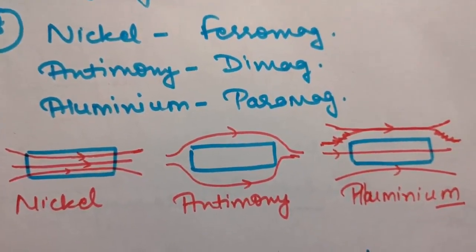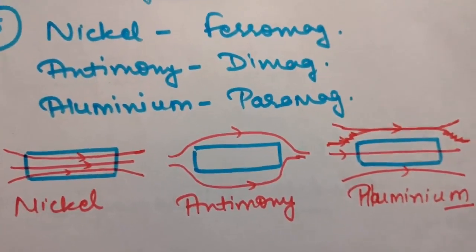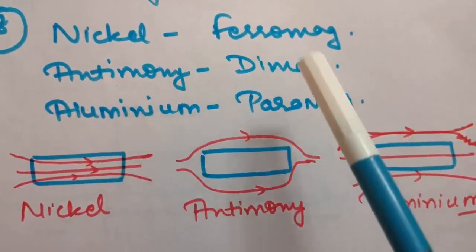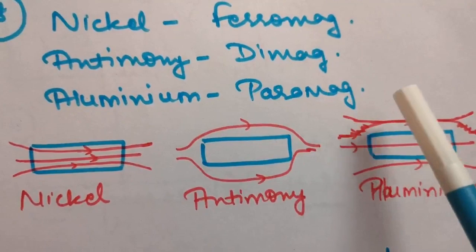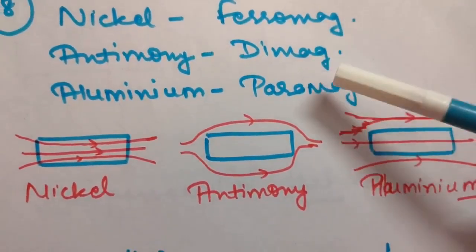The next question is, you are given 3 materials: nickel, antimony and aluminium, and you have to tell how the magnetic field lines will pass through them. First of all, nickel is a ferromagnetic material, antimony is a diamagnetic material, and aluminium is a paramagnetic material.